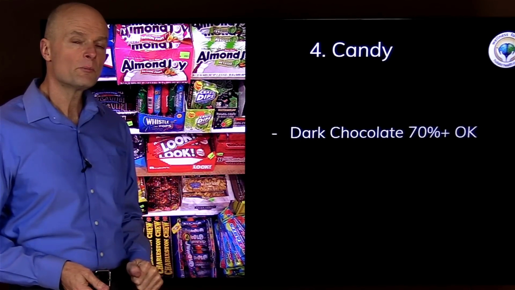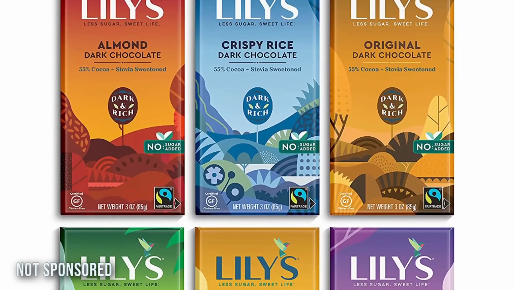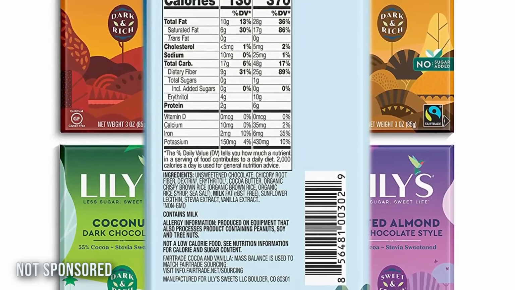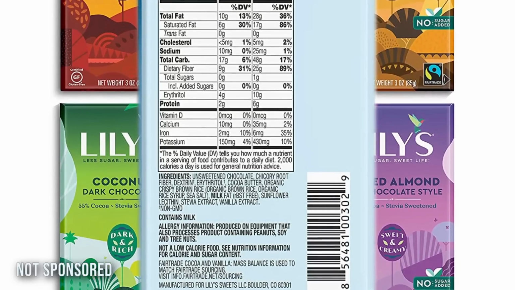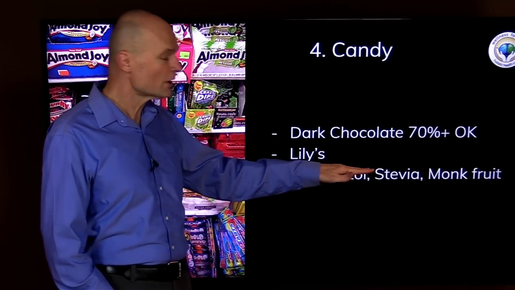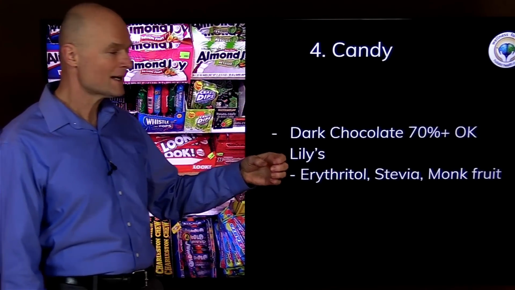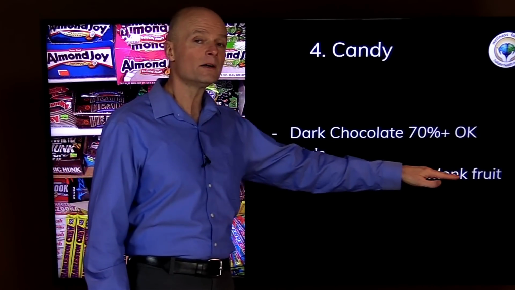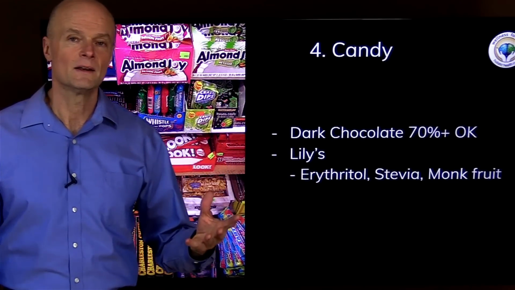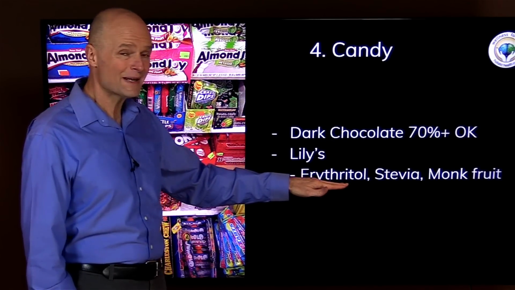There are also some positive introductions. There's a brand called Lily's, for example, that make various chocolate flavors, and they use erythritol, stevia, and monk fruit. Now, the thing to bear in mind here is that even though most of the sweetness comes from erythritol, they are marketed as sweetened with stevia and monk fruit because stevia and monk fruit are more politically correct than sugar alcohols. But erythritol is one of the best ones.